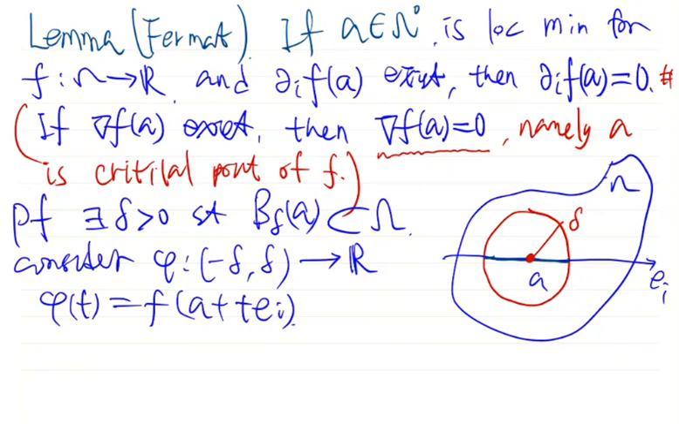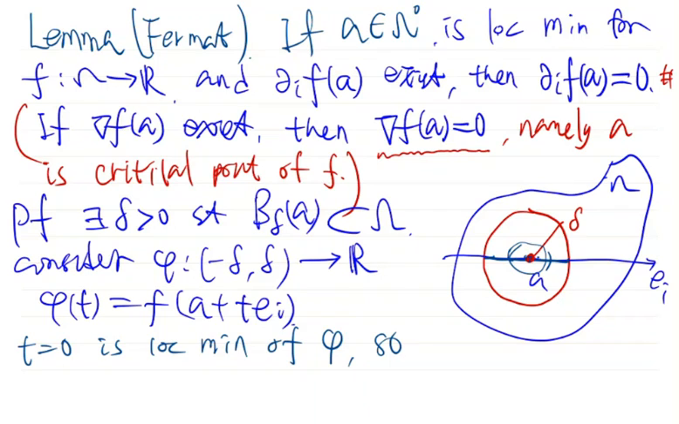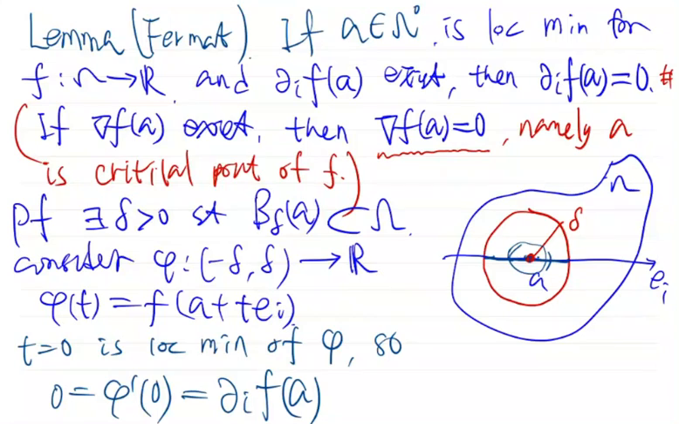A is here. Then, because A is a local minimizer of f, we conclude that t equal to 0 is a local minimizer of phi. Because t equal to 0 corresponds to A, other nearby t correspond to points near A. But f of A is the minimum among all points near A. So we see that for every t not equal to 0, phi of t is not less than phi of 0. Therefore, t equal to 0 is a local minimizer of phi, so the derivative of phi at 0 is 0. But this derivative, by the definition of partial derivative, is exactly the partial derivative of f at A. So this proves the lemma. Okay.